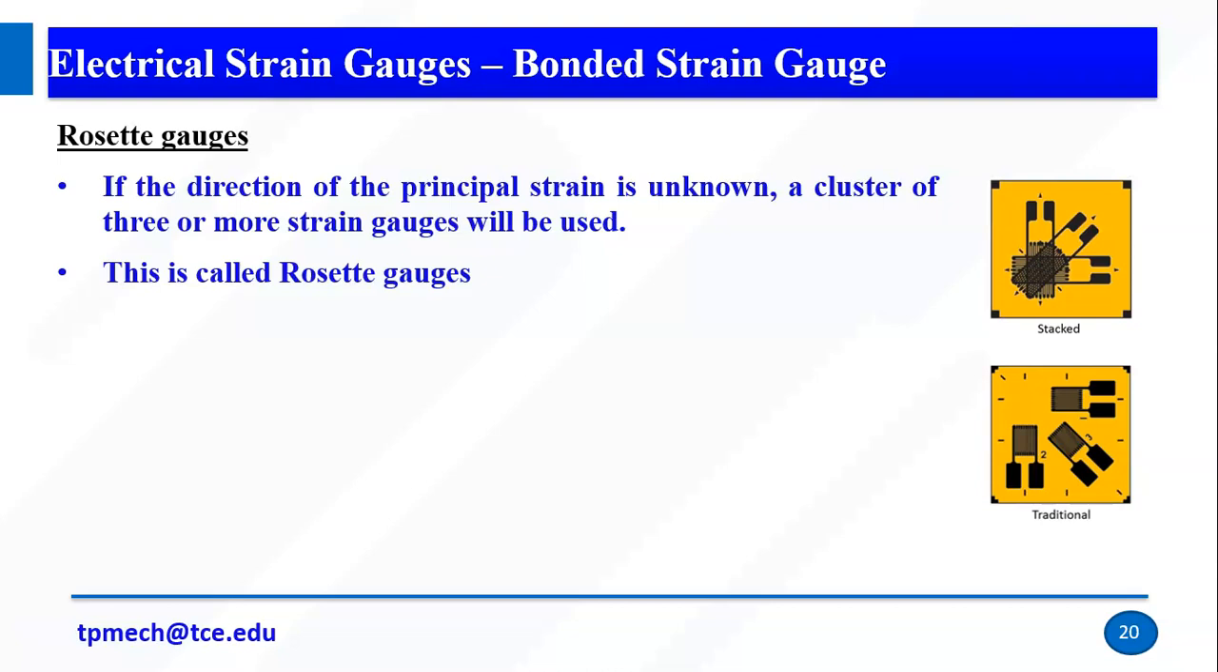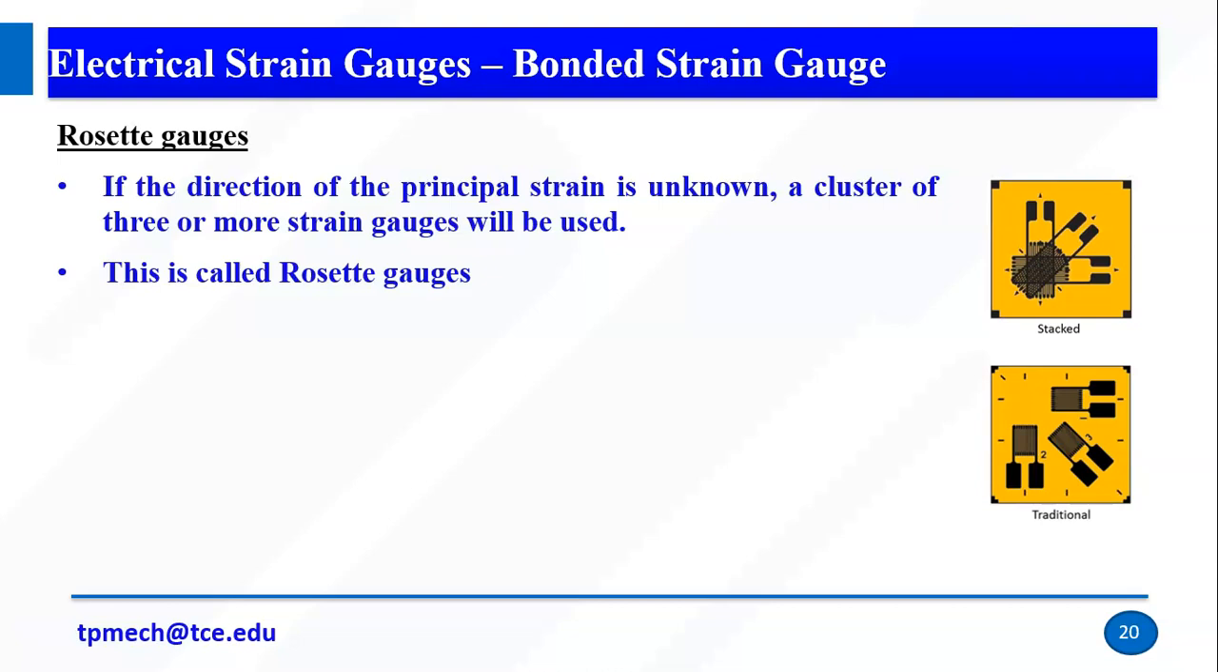So for this reason we use rosette gauges. Rosette gauges, we use for anisotropic material, but most of the materials are anisotropic. Anisotropic in the sense we can't ensure whether the strain or the properties are the same in all directions. Mostly it won't be like that, it may differ.